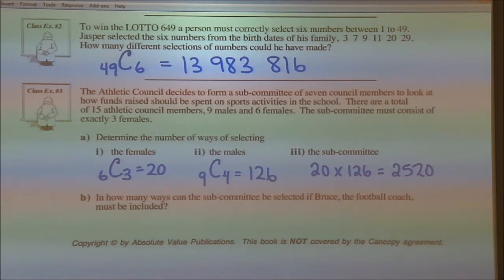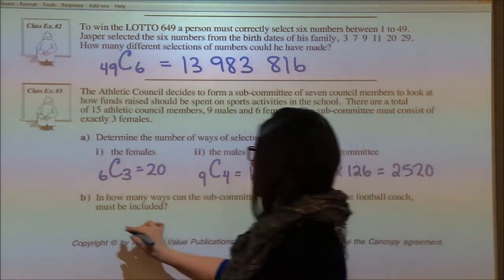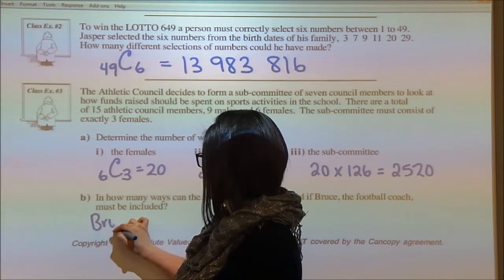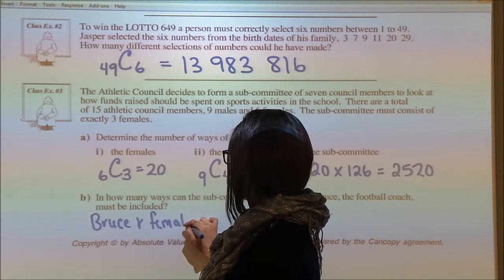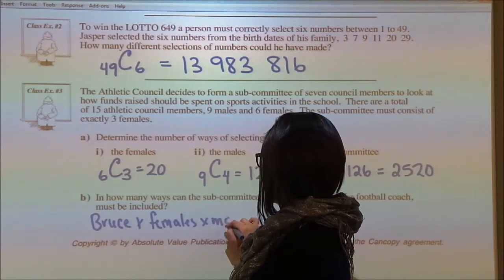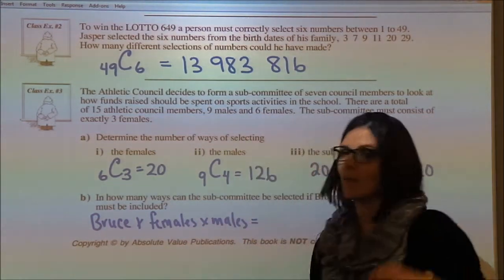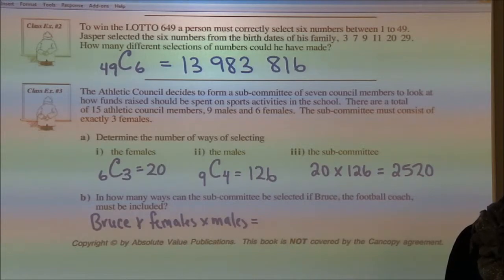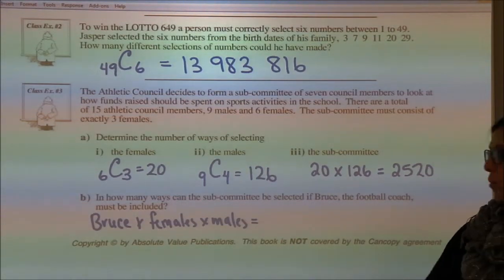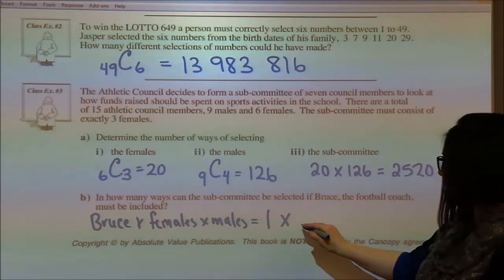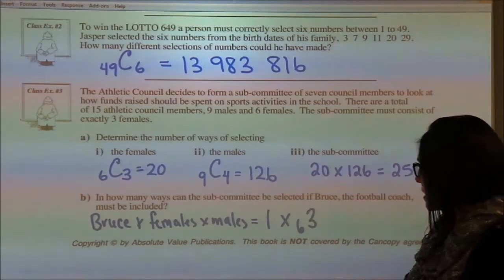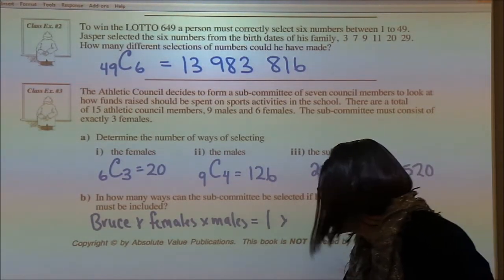How many subcommittees could I arrange if Bruce, who's the football coach, has to be included? So now I have Bruce, I have the females, and I have the males. So how many ways can I pick Bruce? 1 way, just Bruce. And then the females, I still need 3 of them, so it's still going to be 6C3.